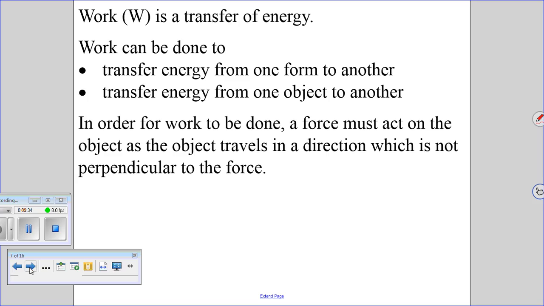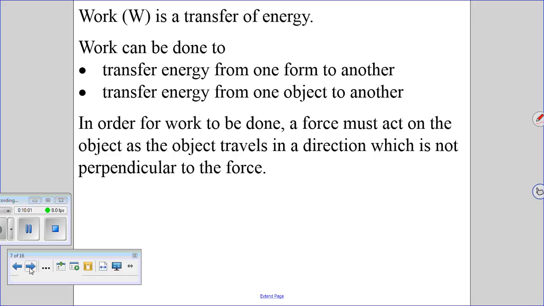All right, work. So we're going to use capital letter W for work, which is why we don't use W for weight. We use F_g for weight. Like I said at the start of the hour, you can do work to transfer energy from one form to another, like kinetic to potential, or kinetic to heat energy, which is something that comes up. Or you can do work to transfer energy from one object to another.